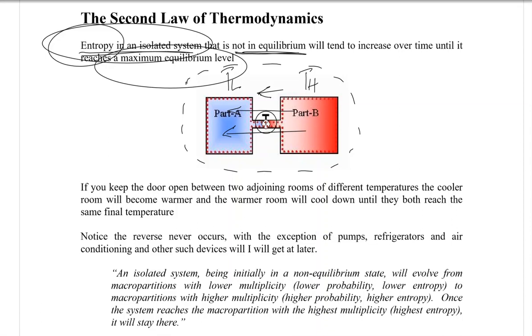If you keep the door open between two rooms of different temperature, the cooler room will become warmer and the warmer room will cool down until they reach the same temperature, in other words the same equilibrium level.